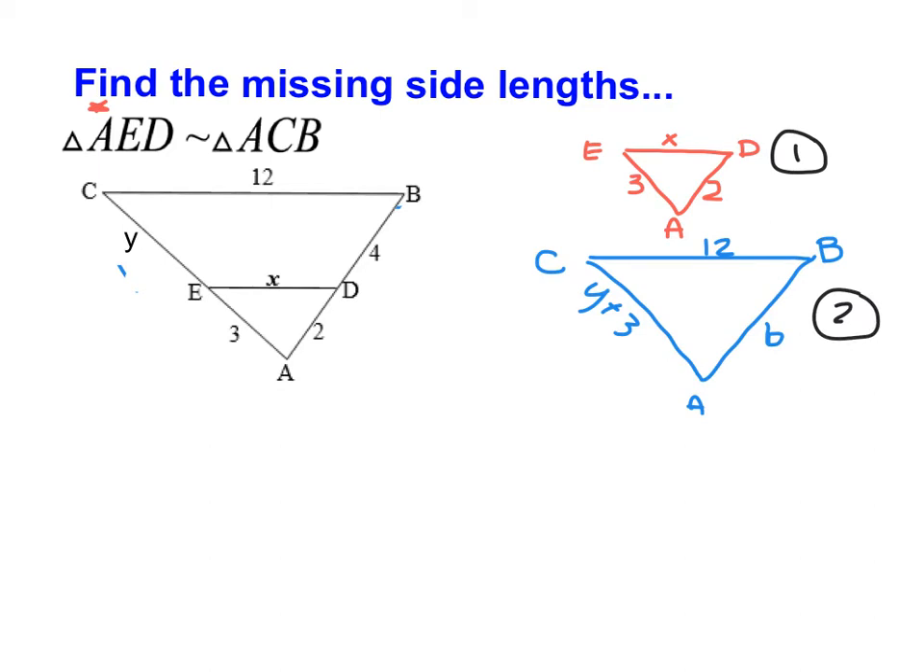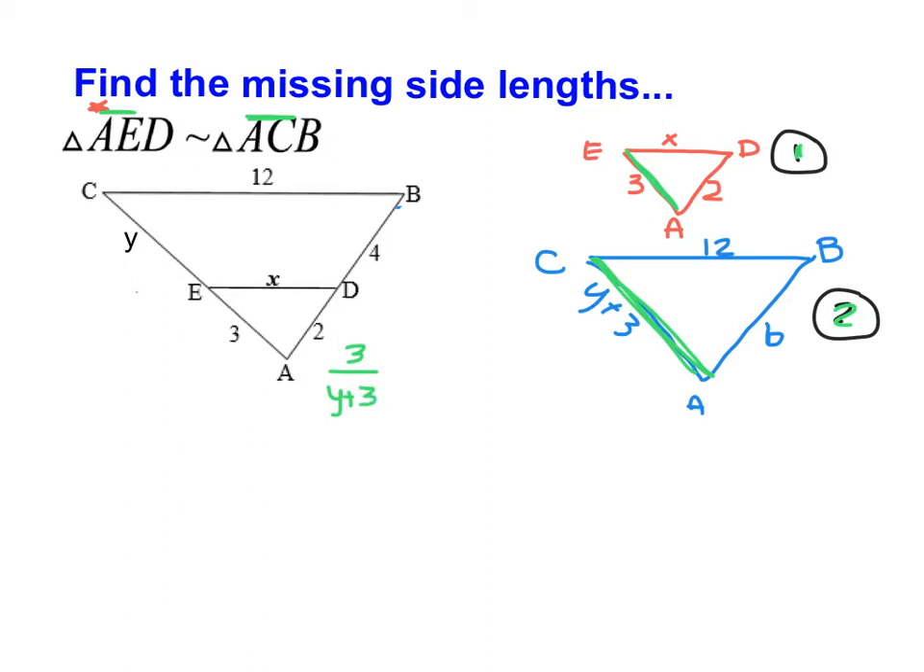So now what we're going to do is draw out our three ratios so that we can then use these ratios to solve for missing side lengths later on. So what I'm going to start with is my similarity statement. And I notice that AE and AC are similar. So I have AE here and AC here. So I can write a ratio for those two side lengths. I'm going to do triangle 1 over triangle 2. So I have the ratio of 3 over y plus 3.